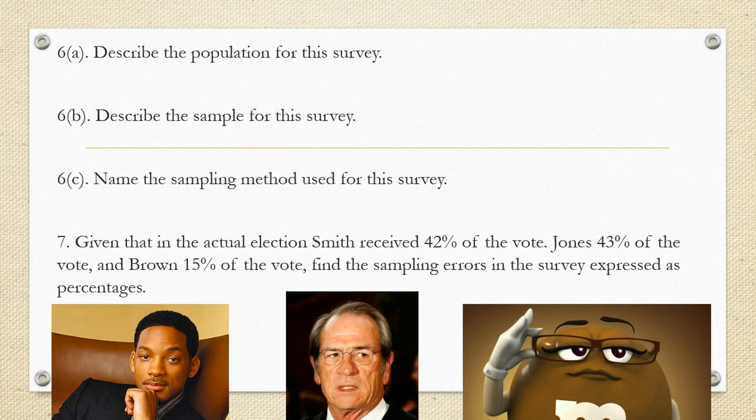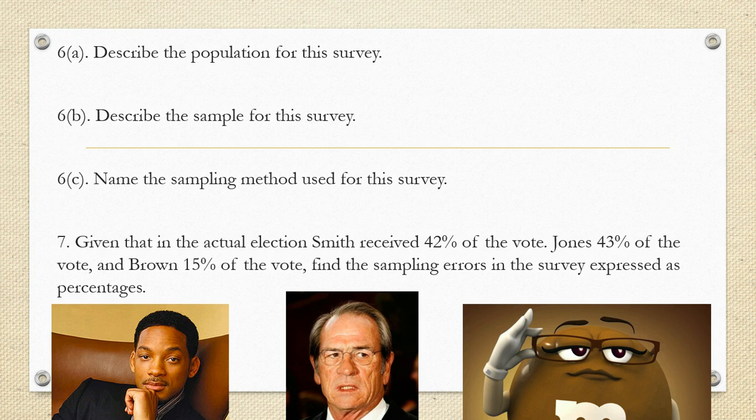Now, going to number 6. 6A, describe the population of the survey. So who's the target population? Who were they going after? Registered voters. The 8,000 registered voters in Cleansburg. That's the population. Now B, describe the sample. The sample was the 680 people that were called and took part in the poll. The sample were the people that participated in the data collection.